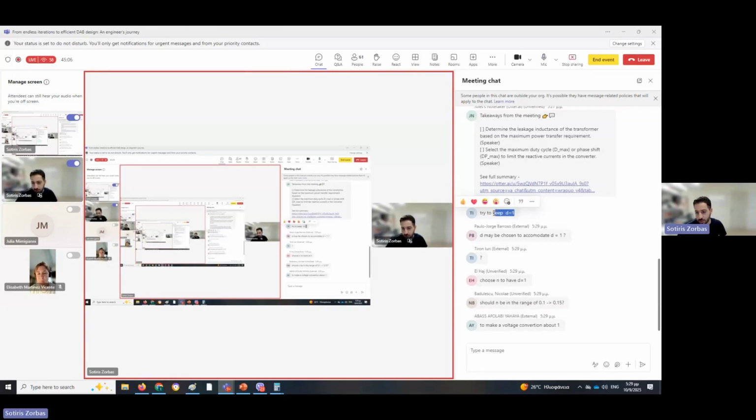Try to keep D equal to 1. Exactly. Try to accommodate D equal to 1. Choose N to have D equal to 1. Should N be placed in the range of 0.1 to 0.15? Yes. All right. D equals 1, and the last reply is 400 volts and 47 volts. D equal to 1, yes, but not at 47 volts. I want to get it at 54 volts.